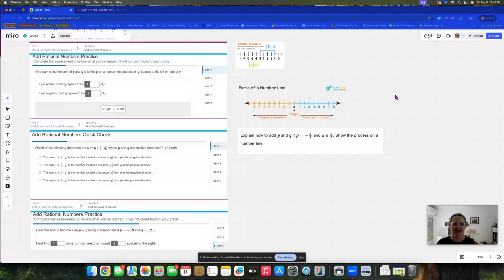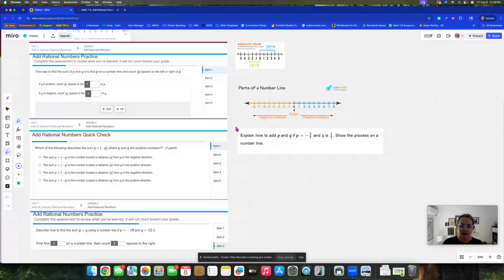Hi everybody! So I wanted to talk about all of these P's and Q's, okay? So we've got a number of problems here from Unit 2, Lesson 2, and P and Q, I would call them variables here, and the idea is just that P can be any number, Q can be any number, okay?